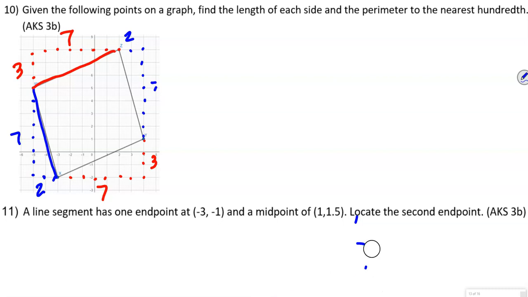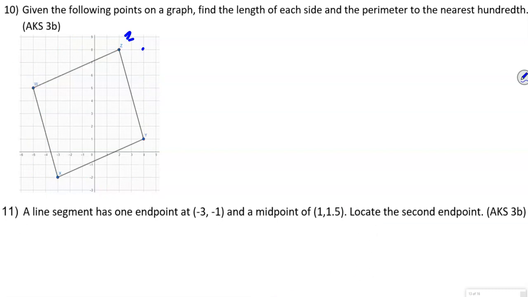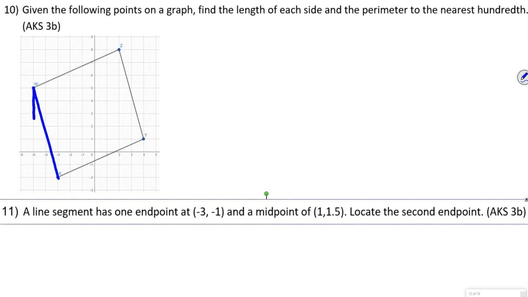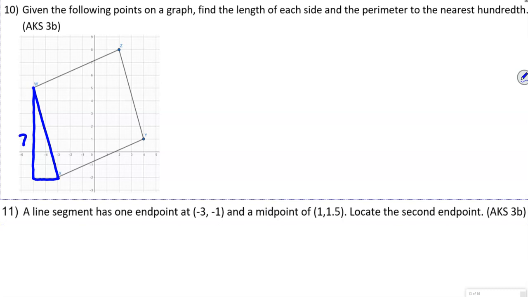All right, so this next one, let's see. I'm erasing this so we don't muddy the waters here and we can talk about it. Okay, so it says, given the following points on the graph, find the length of each side and perimeter to the nearest hundredth. So we need to find the length of each side. So we're looking for WX right here. So we're going to find the rise over the run. Okay, so this was 7, and that's 2.